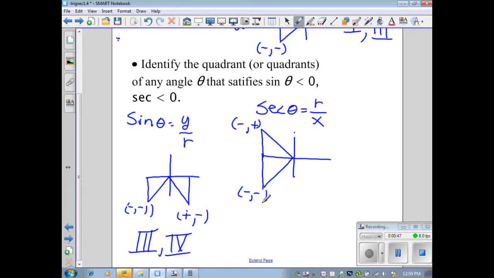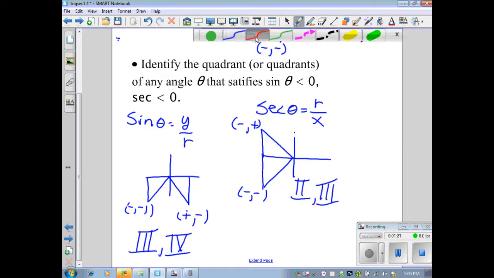In both of those quadrants, I'll have x negative and an r positive, and when I divide, I'll have a negative value. That'll represent secant theta to be less than 0. These two quadrants that solve this half are going to be quadrant 2 and quadrant 3. Now, if I combine the two constraints, on the first one, 3 and 4, and the second one, 2 and 3, the only one where sine theta is less than 0 and secant theta is less than 0 is my final solution, which will be quadrant 3.